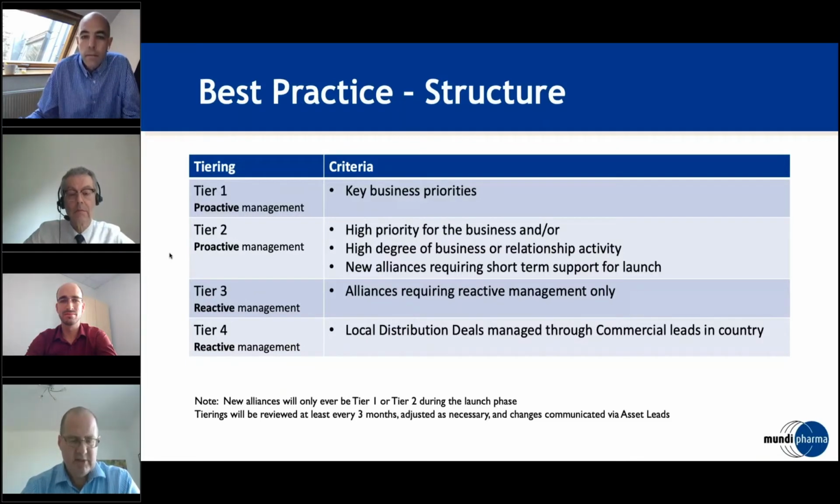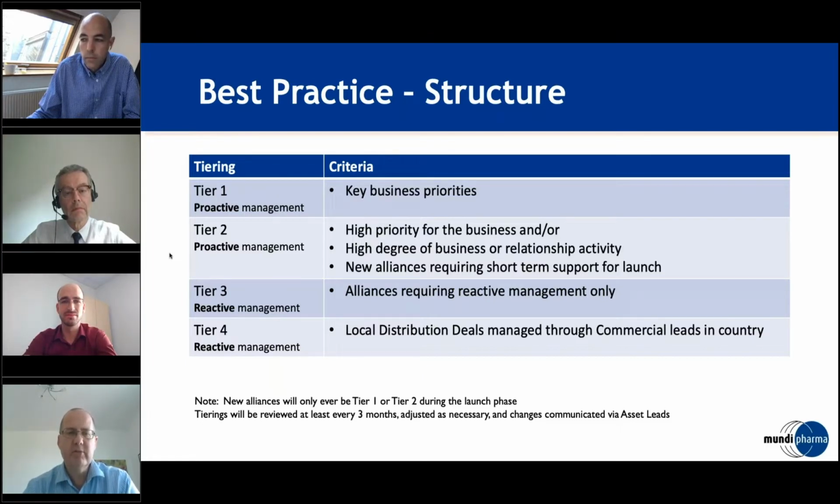As Philippe has said, it's really important that we have a decent structure within which to work. For Mundipharma, that means that we have a structure that allows us to service each of the different alliances according to their priorities. As I'm sure you will understand, not all alliances can be the key business priorities. Some of them are slightly lower priority for us as an organization. But in principle, those key alliances that require day-to-day attention, we class as tier 1 or tier 2, and we manage proactively. We also delegate some of our alliances to tier 3 or tier 4.